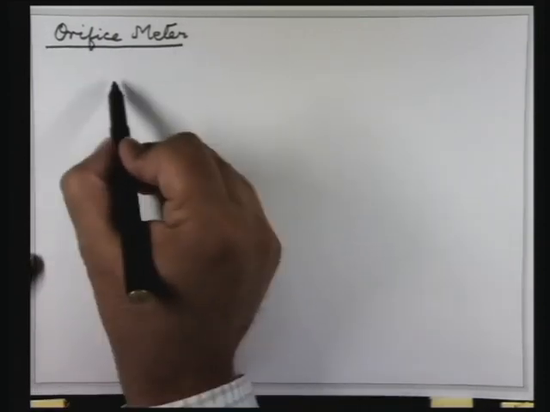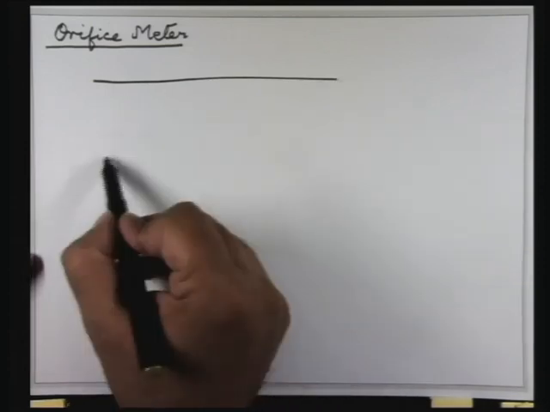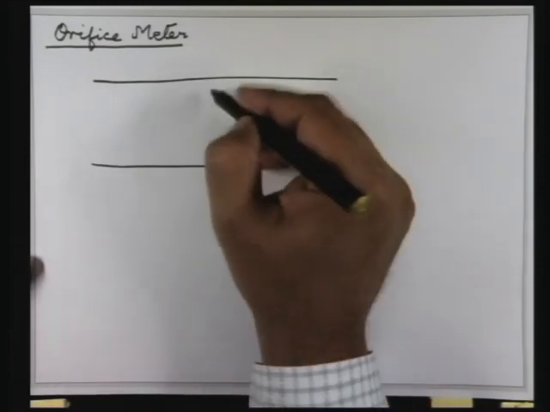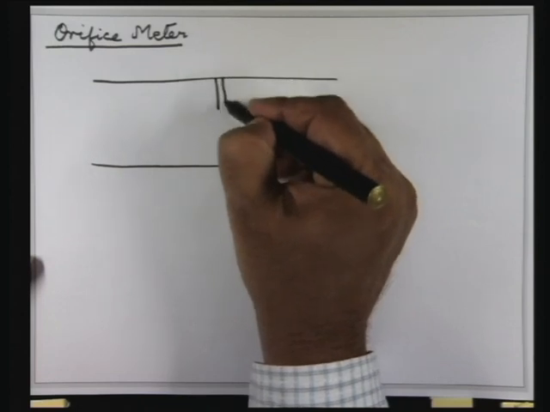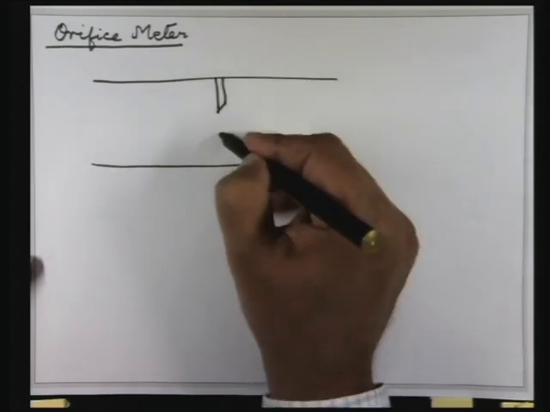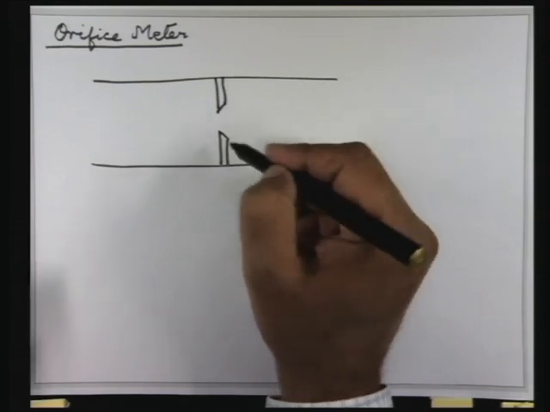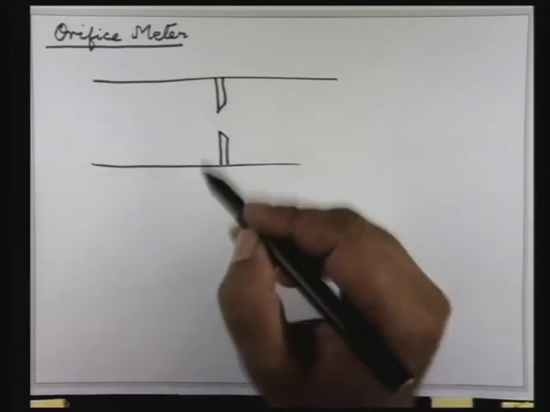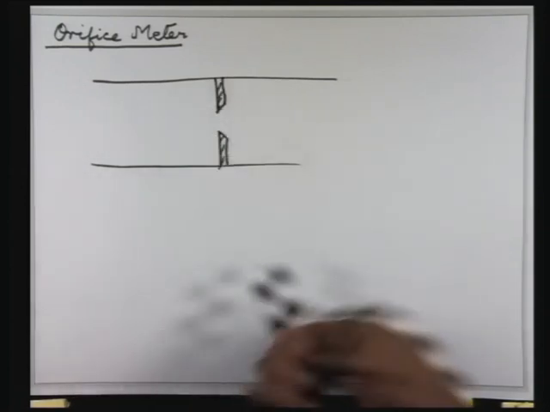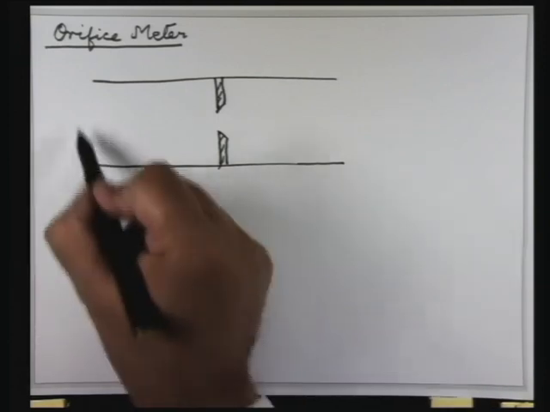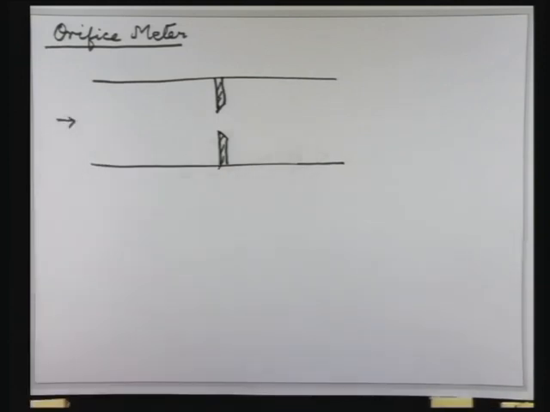So here what you have would be a tube, and you have an orifice plate. I am not very good at drawing, so I am just giving you a sketch. A sharp plate with a hole in the center. So this is what you call your orifice, and this could be your flow direction.